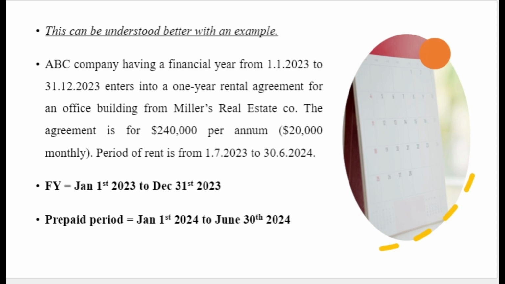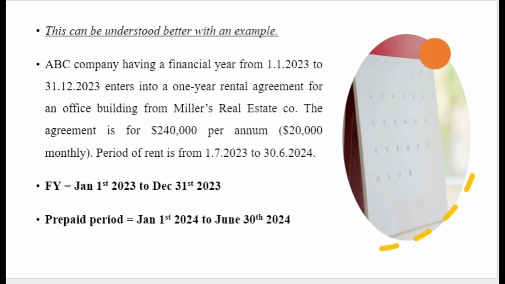That means the financial year for ABC company is January 1st, 2023 to December 31st, 2023. The payment is made for a period of 12 months. Six months belong to this particular financial year for which the books are prepared, and the balance six months belong to the coming financial year for ABC company.